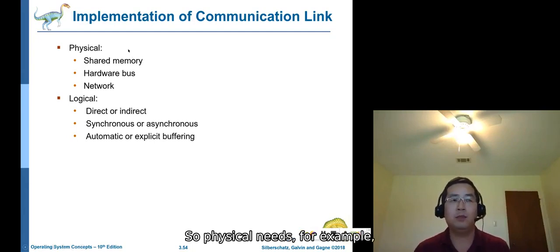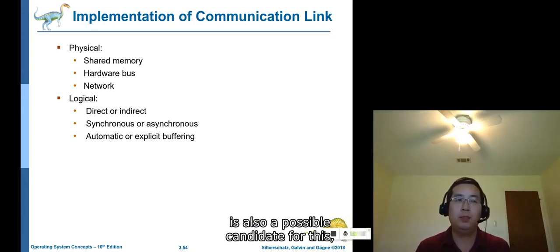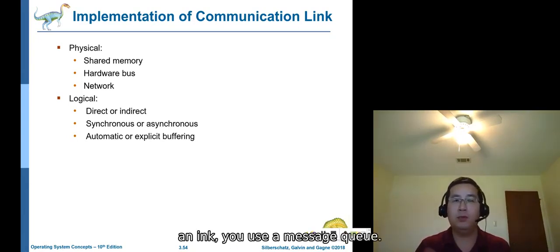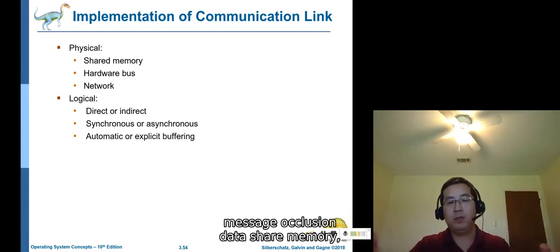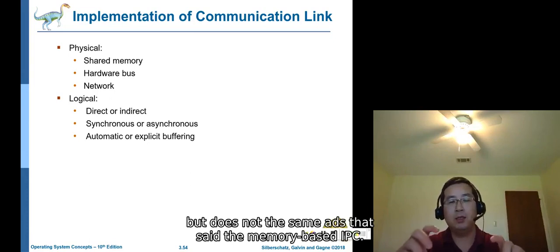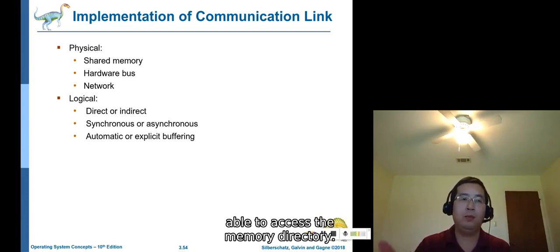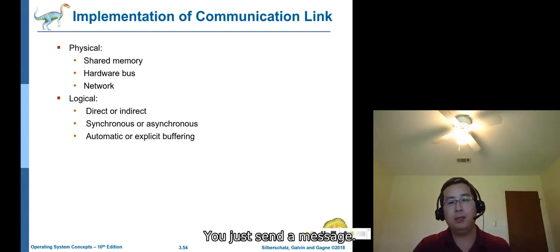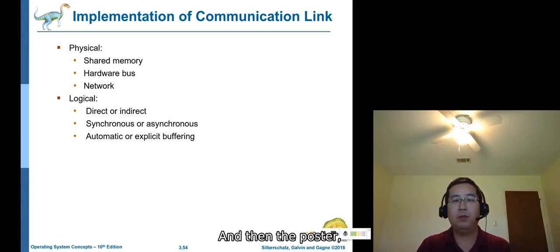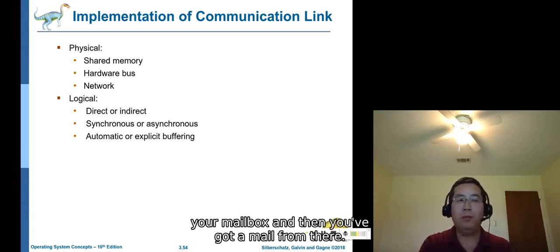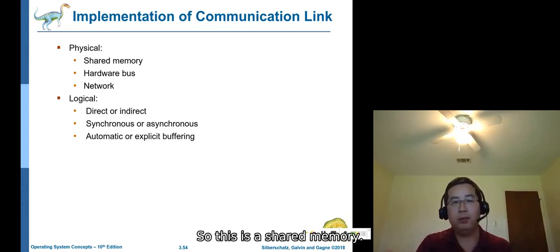So physically, for example, you can use shared memory, okay? For this link you use a message queue. You could create a message queue in that shared memory, but this is not the same as shared memory based IPC, because here you are not able to access the memory directly. You just send a message and save it in that shared memory. It's just like you have a mail, and then the postman puts the mail in your mailbox, and then you get the mail from there. So this is shared memory.